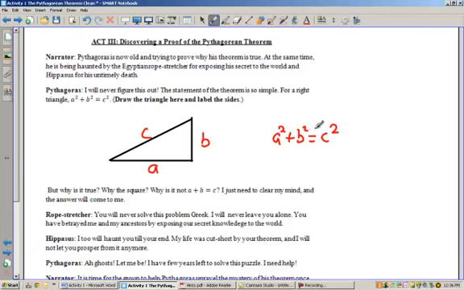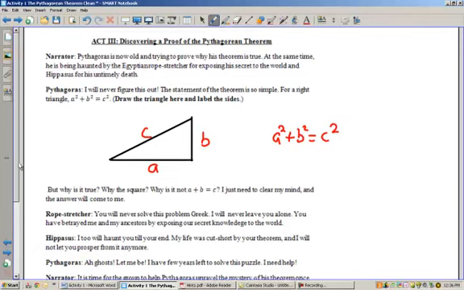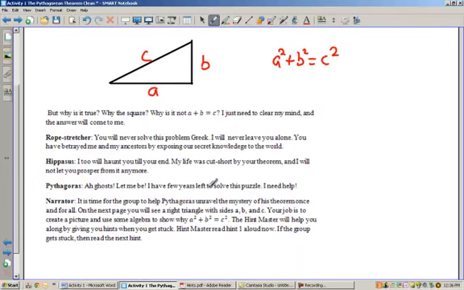But he's haunted. He's haunted by the rope stretcher, because Pythagoras told everybody about the Egyptian sacred knowledge, and he's haunted by Hippasus too, because his life was cut short by his theorem. And so Pythagoras says, ghost, let me be. I have a few years left to solve this puzzle.